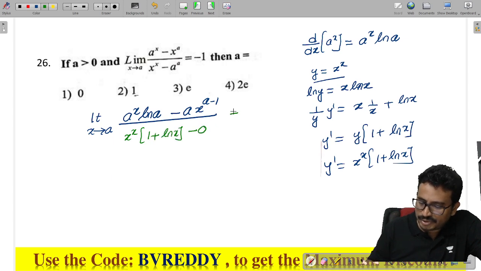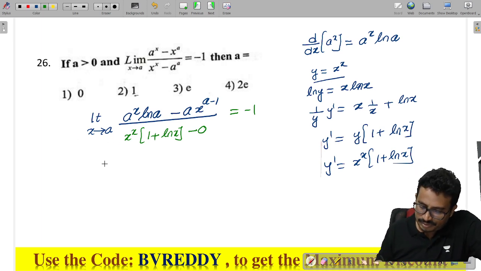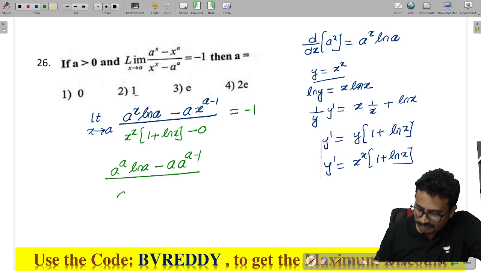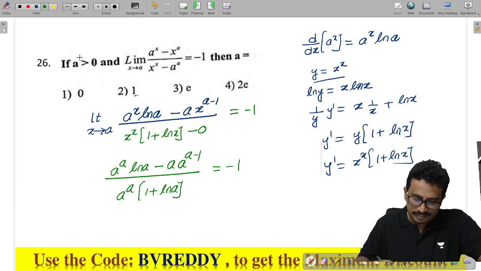So this derivative of 0 is equated to minus 1. Now if I substitute x tends to a, what I will get here is a power a into ln of a minus a into a power a minus 1 by a power a into 1 plus ln of a, which is equal to minus 1. So I can take a power a common, and it will get cancelled.